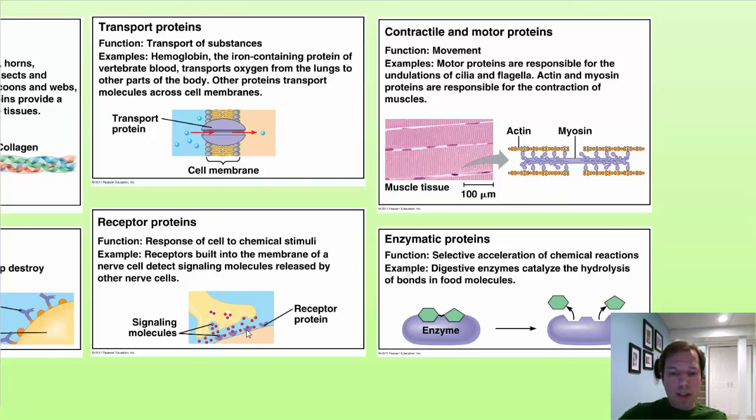We have receptor proteins. What's shown here is a signaling molecule being released by a neuron, so those could be neurotransmitters that are released. And then you have enzymes, things like lactase or amylase, that are performing either a catabolic or an anabolic function to catalyze chemical reactions.